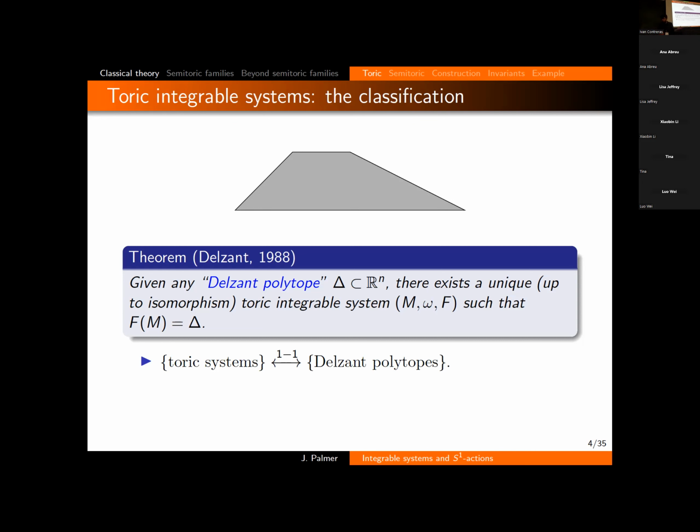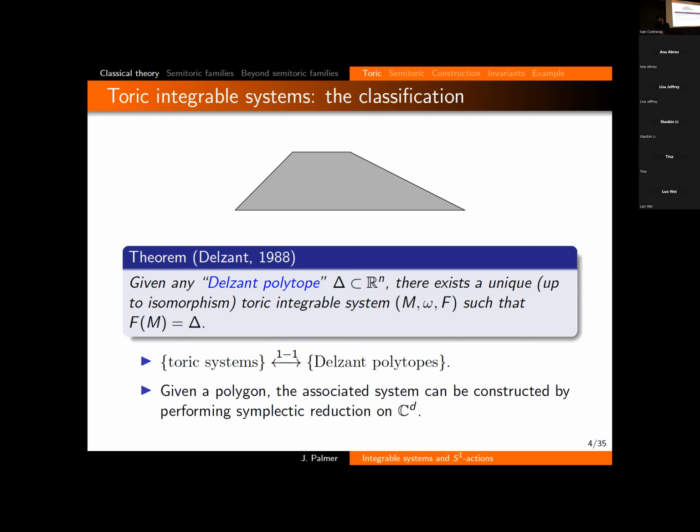So if you want to know something about a symplectic manifold with a toric system on it, you can just draw triangles and squares and things, which is what I do. Anyway, there's more than this. So first of all, going from the toric system to the polytope is easy. It's the image of the map. You take the image, it gives you a polytope.